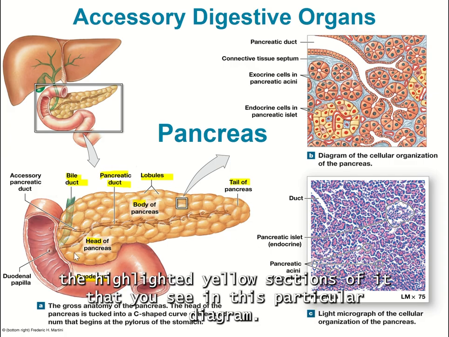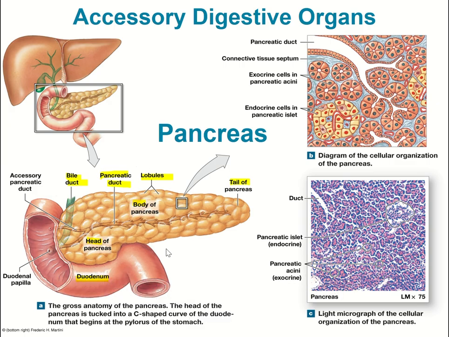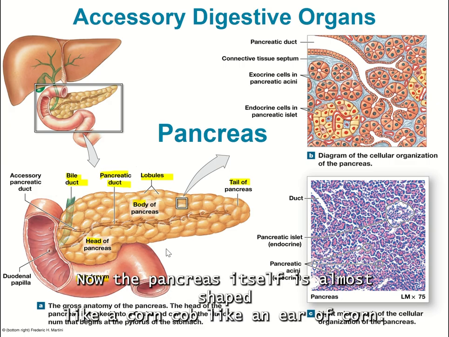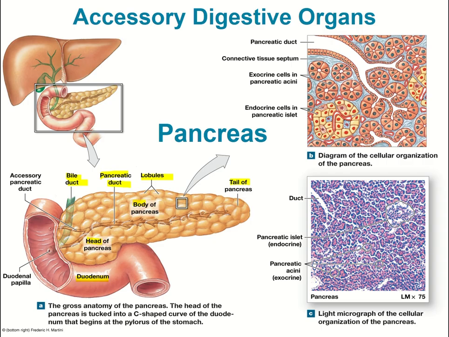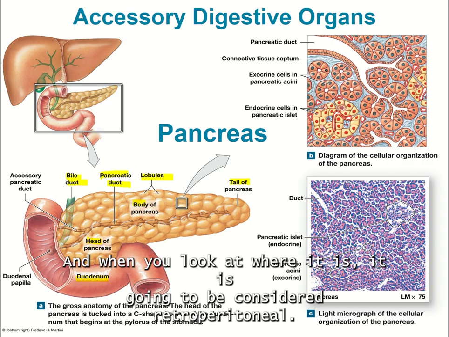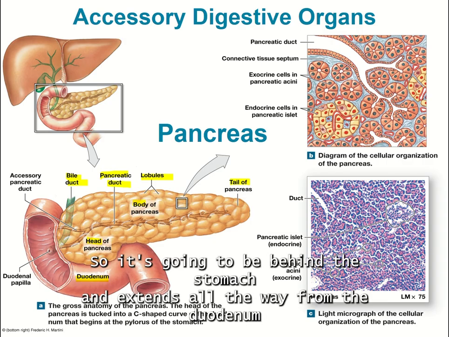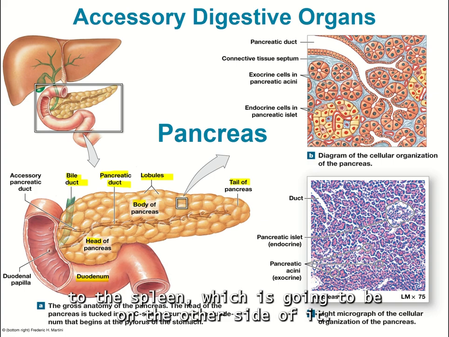You will need to label the highlighted yellow sections of it that you see in this particular diagram. Now, the pancreas itself is almost shaped like a corn cob, like an ear of corn. And when you look at where it is, it is considered retroperitoneal. So it's going to be behind the stomach and extends all the way from the duodenum to the spleen, which is going to be on the other side of it.